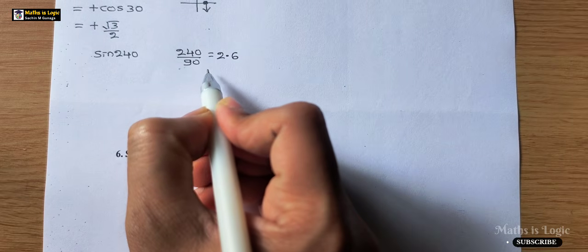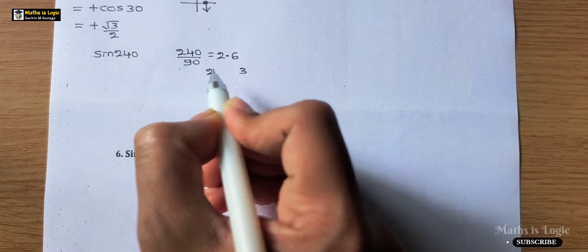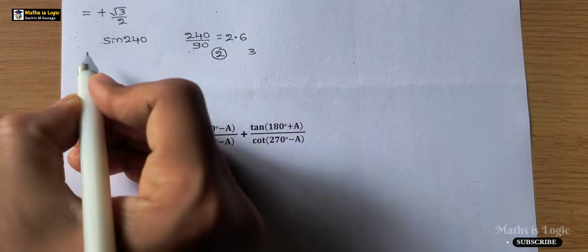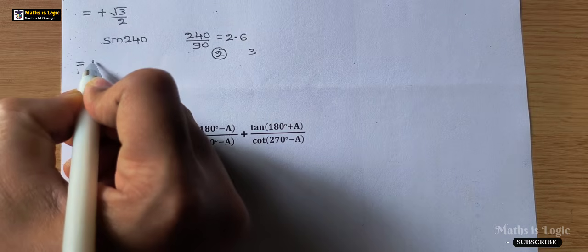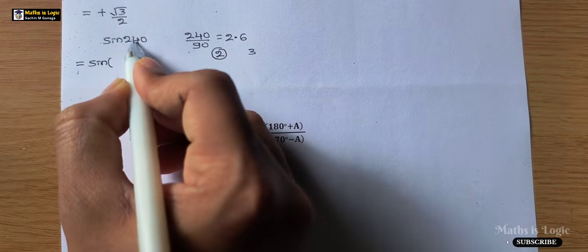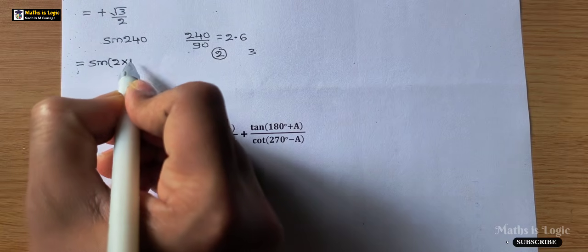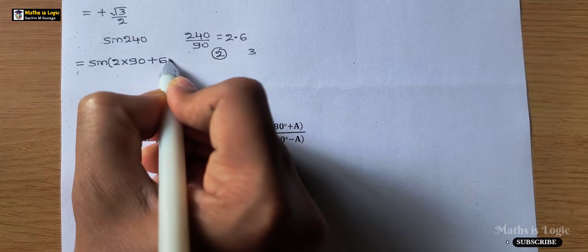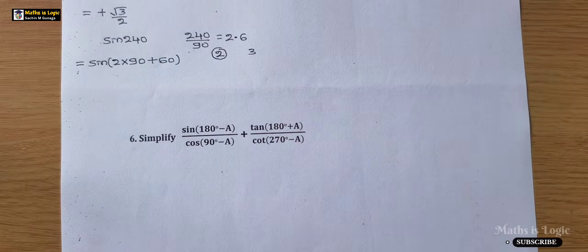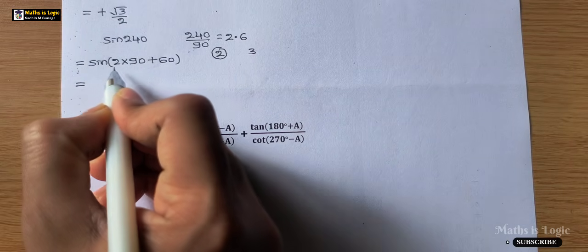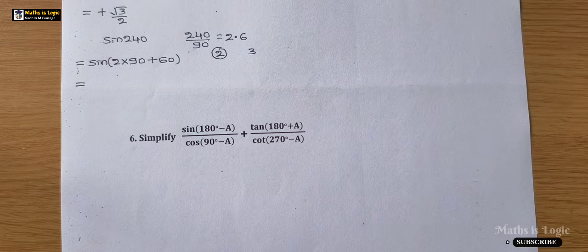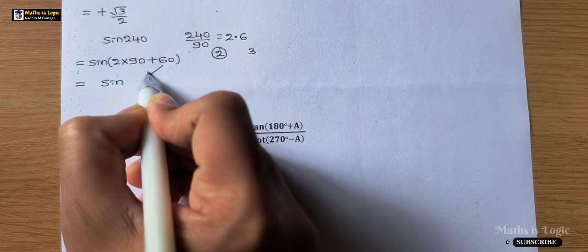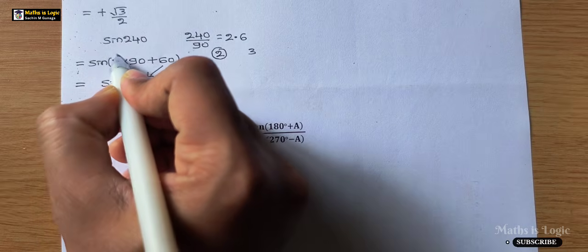2.6 means it comes in between 2 and 3. Go for which type of number? Even number. So sine, how to write 240? 2 into 90, 180, 180 plus 60 is 240. Because of even number, sine remains sine. Again how much degree? 60 degree.